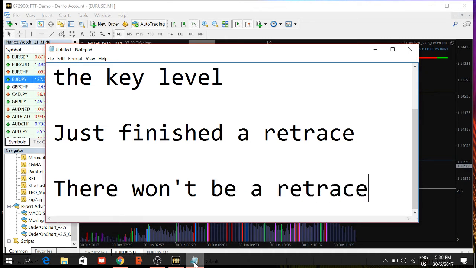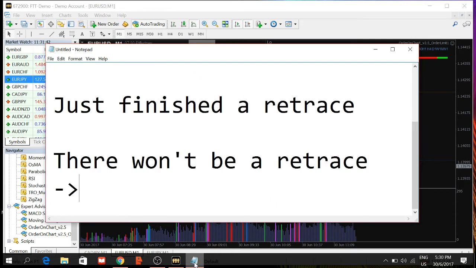And then you enter. So you enter there, because the next retrace, of course, there will be a retrace eventually, but the next retrace will be after you already got your 5 pips. So after you got your 5 pips, then you can see another retrace.